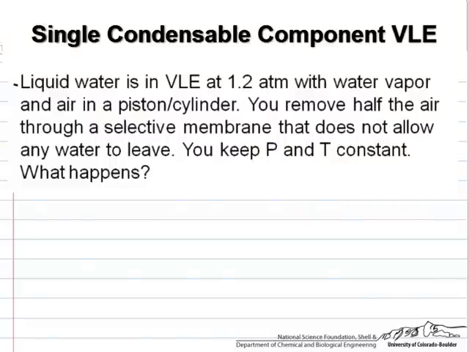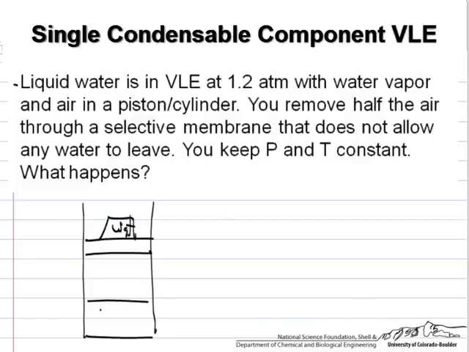This is an example for a single condensable component for vapor-liquid equilibrium. In this case, we have liquid water in equilibrium with water vapor and air, and this is in a piston cylinder type system. So we start with the drawing. The idea is that we have a piston with a weight and liquid water in equilibrium with water vapor and air. The total pressure defined in the problem statement is 1.2 atmosphere.